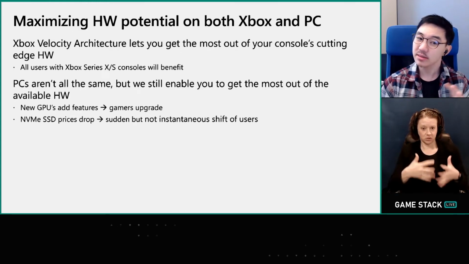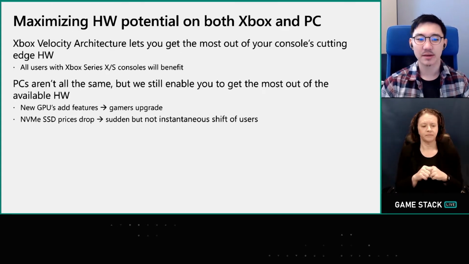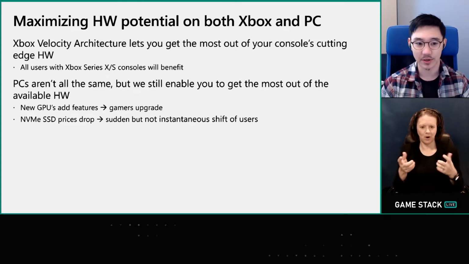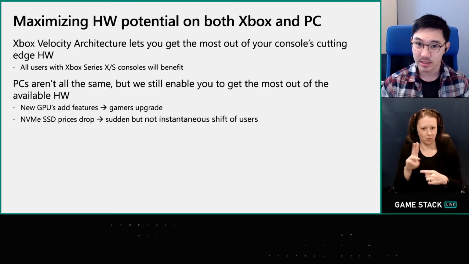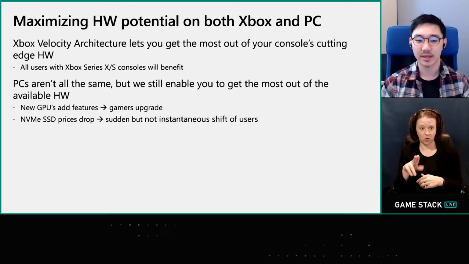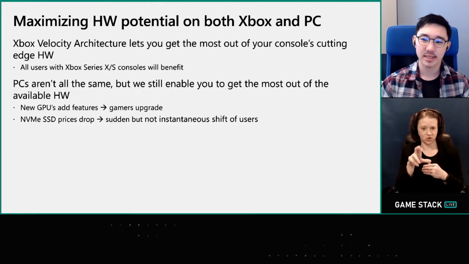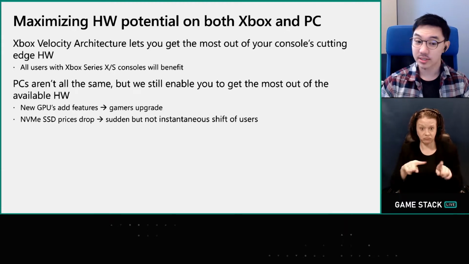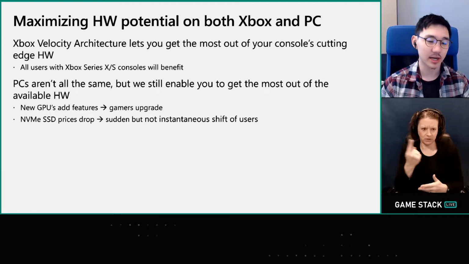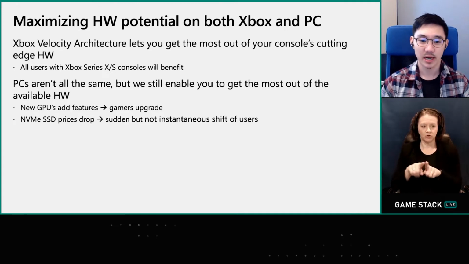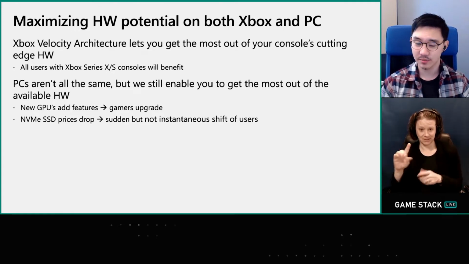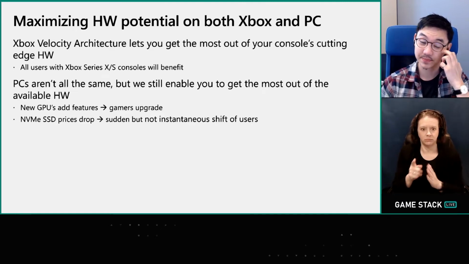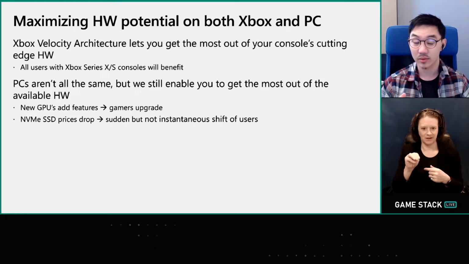On PC, the story is a little bit different. PCs aren't all the same, but we still want to enable you to get the most out of the available hardware, and that's what these features aim to do. A couple of examples: a new GPU adds a feature and gamers upgrade. That doesn't necessarily mean every single gamer has it all at once. It might take a couple of years. Some users just might be happy with what they have right now. Another example relevant to this particular talk is NVMe SSD prices dropping. What you see is a sudden but not instantaneous shift of users to NVMe SSD equipped PCs. But again, not everybody has it all at once.